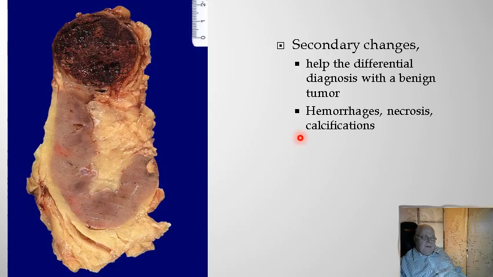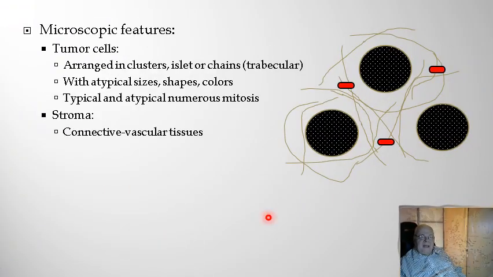Especially the calcification is extremely helpful for the diagnosis of such a malignant tumor in the breast. When a mammography is done for screening of breast cancer, what they are looking for are these microcalcifications in the breast, which help them a lot to put the diagnosis. But they are all of them secondary changes produced because of this growth pattern.